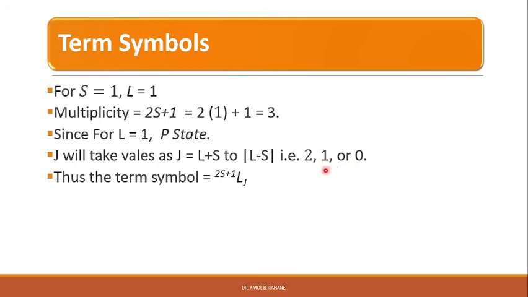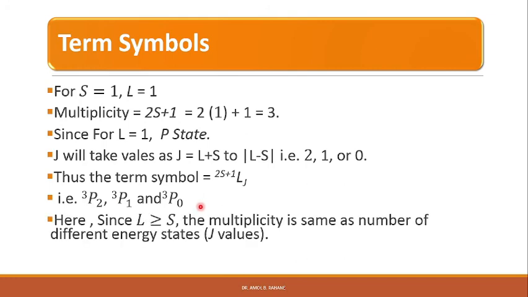So we have three values of J, and therefore we can write three terms 3P2, 3P1 and 3P0, which we can read as triplet P2, triplet P1 and triplet P0. So this multiplicity, we say multiplicity is 3, that means the triplet states, that means we have three different energy levels corresponding to three different values of J. Here, since L is greater than or equal to S, the multiplicity is same as the number of different energy states, again the J values.